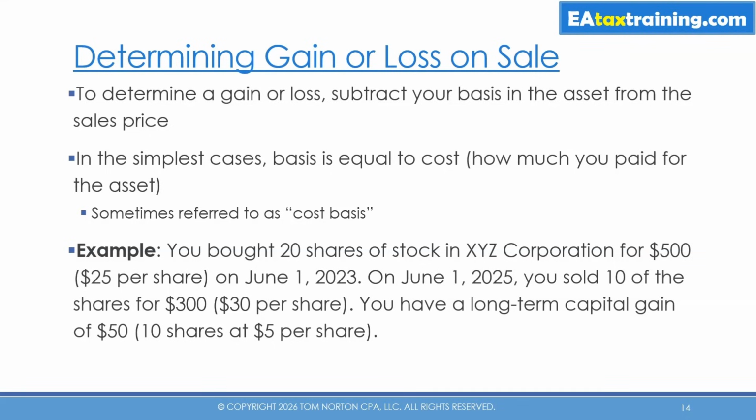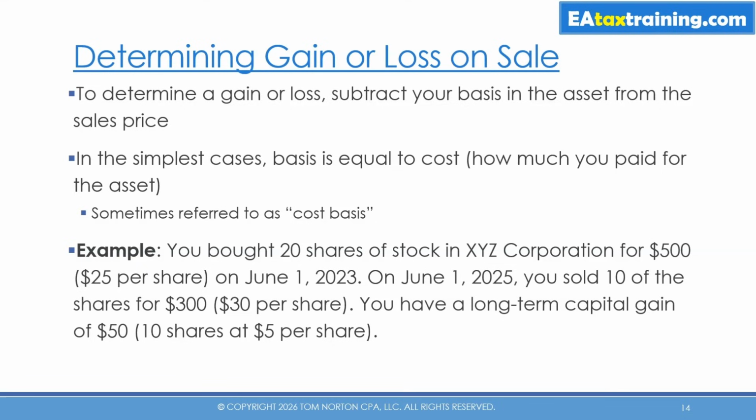So that leads us to determining the gain or loss on the sale of an asset. In order to determine the gain or loss, and this is whether it is a capital asset or not a capital asset, it doesn't matter, you subtract your basis in the asset from the sales price. So in the simplest cases, the basis is equal to the cost, how much you paid for the asset. So that treadmill, if we bought it and our basis is $1,070, if we were somehow able to sell that treadmill for more than we paid for it, which isn't likely, but for sake of argument, if we could sell that treadmill for $1,570, we would have a $500 gain on the sale of that treadmill.